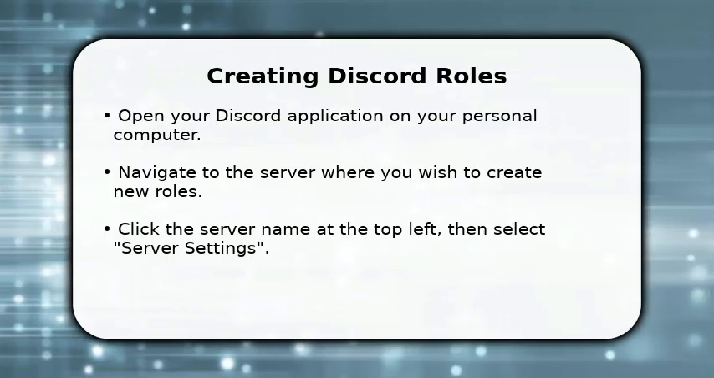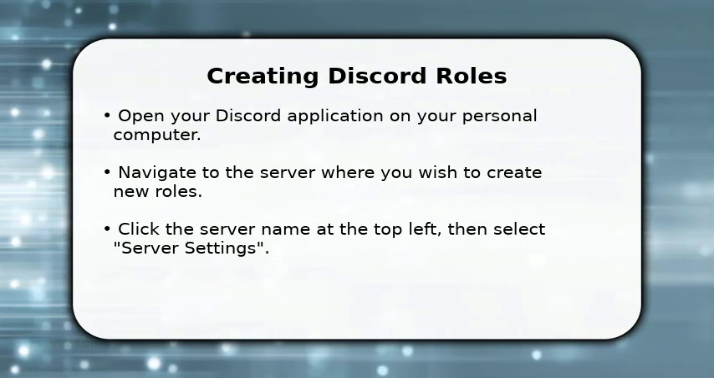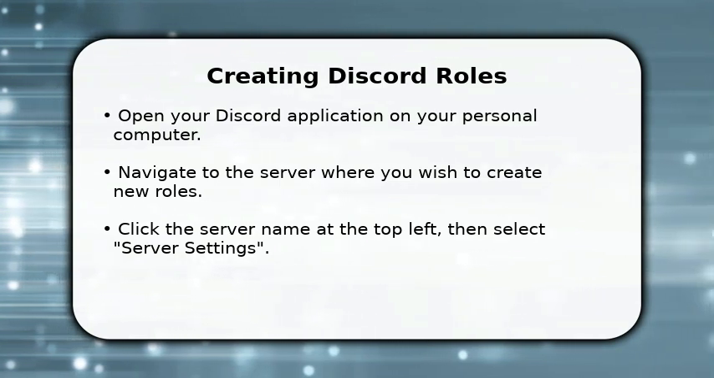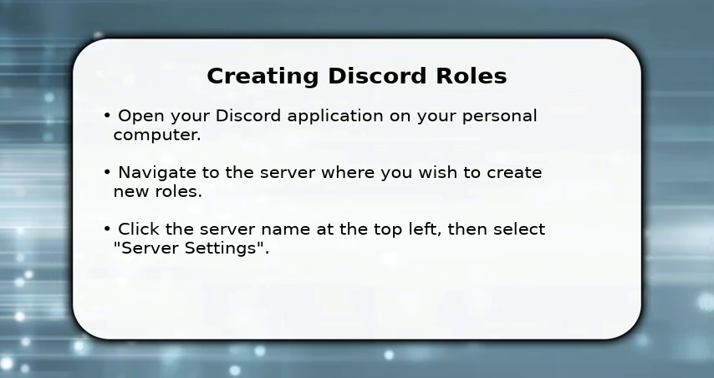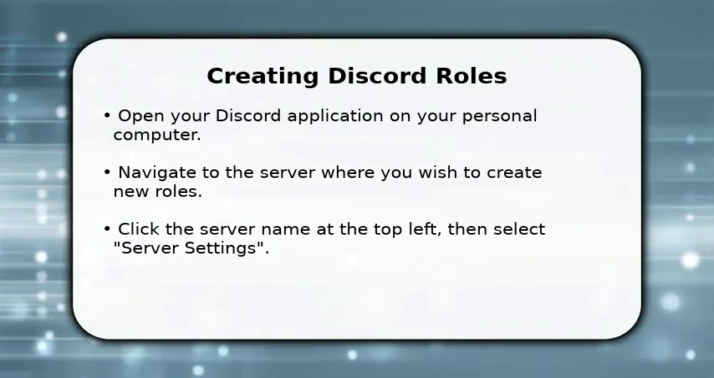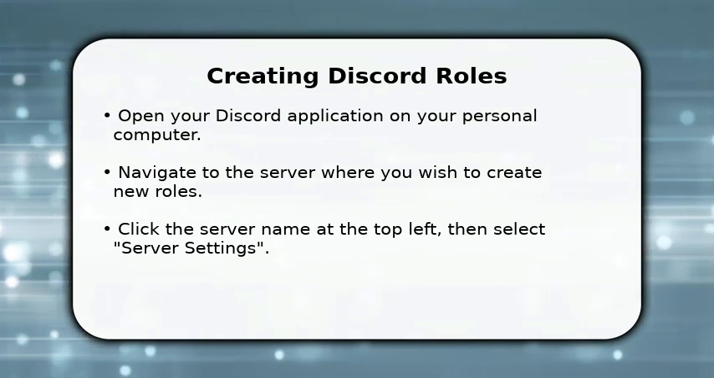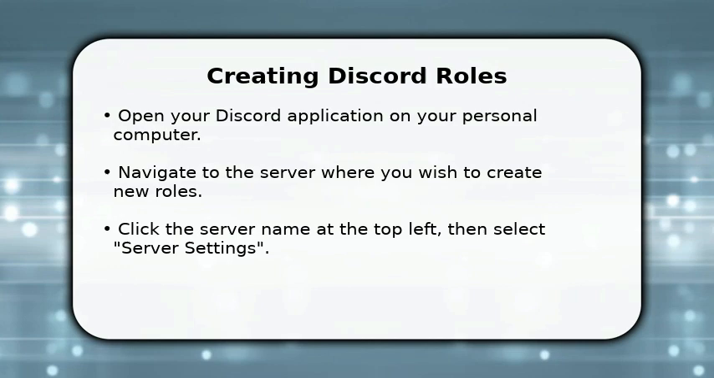In this video, I will show how to make roles in Discord PC. First, launch the Discord application on your computer. Once open, locate and click on the specific server where you intend to add new roles. You will find the server name positioned at the top left of your screen. Click this name, and a drop-down menu will appear. From this menu, select the Server Settings option to proceed.